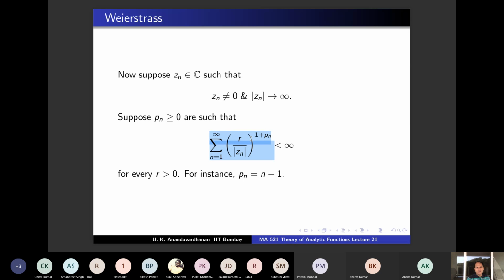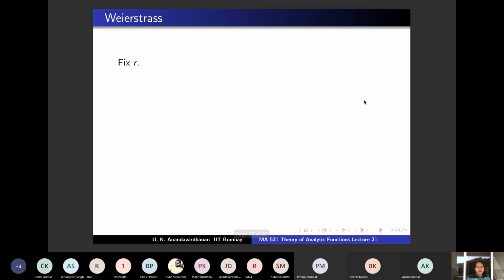So this convergence is certainly true when Pn is n minus 1, and there may be various other Pns also where it is true. So suppose Pns are such that this is a convergent sum for every R positive. Okay, assume that. Now we are going to take a certain product and we are going to conclude that it's an entire function. So fix an R, and for mod z less than or equal to R, consider 1 minus EPn of z by zn.